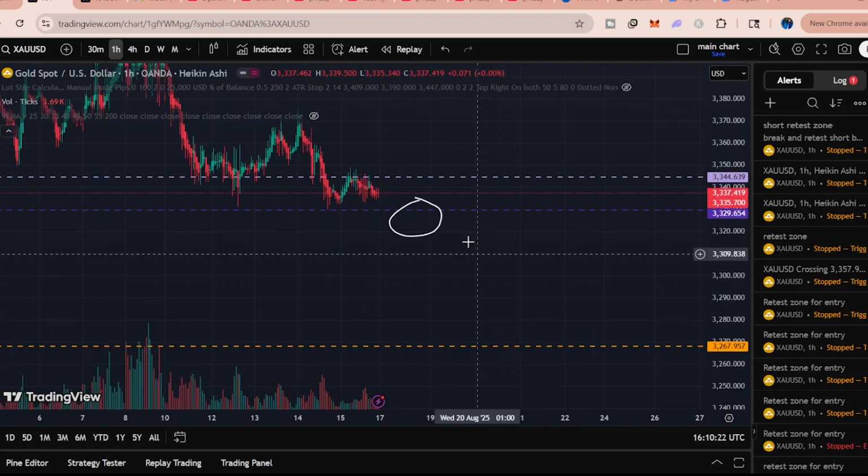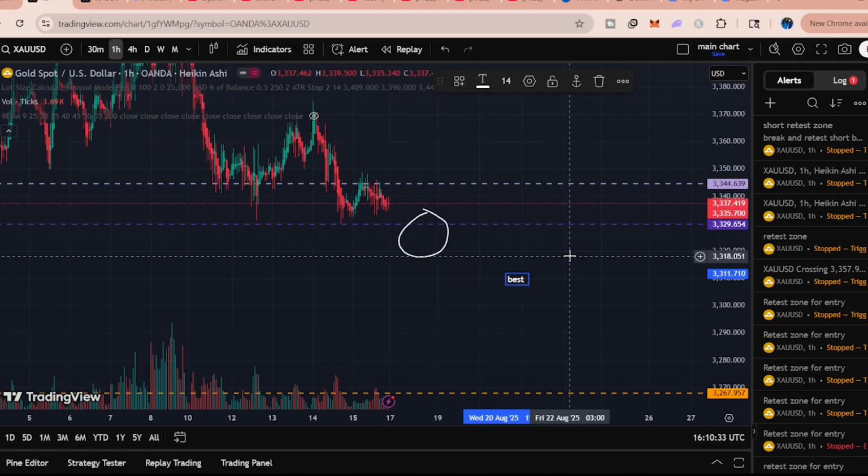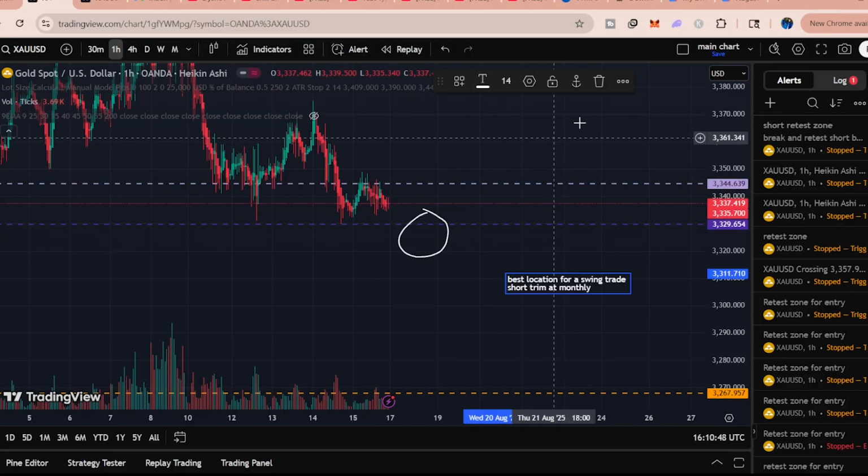Do a quick little analysis. Okay, so same thing here. Best location for a swing trade, short, trim at monthly.